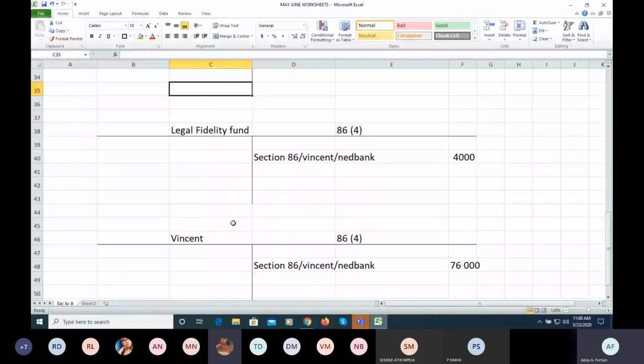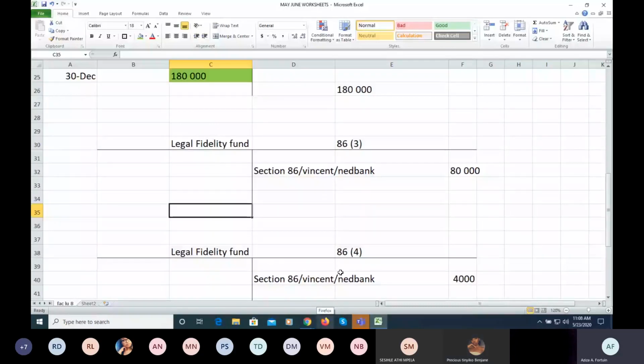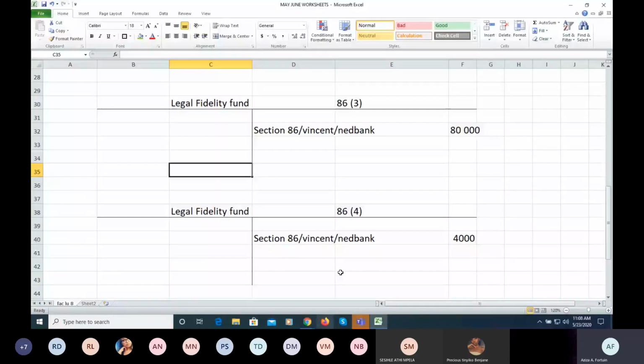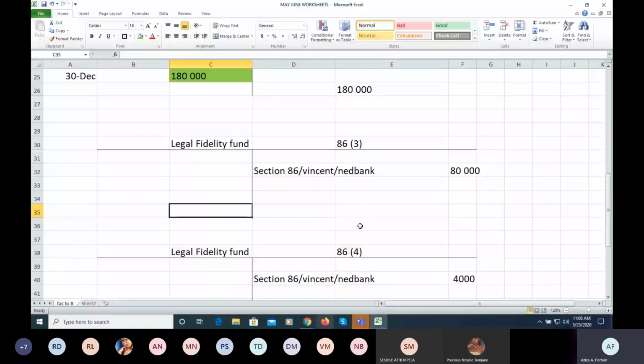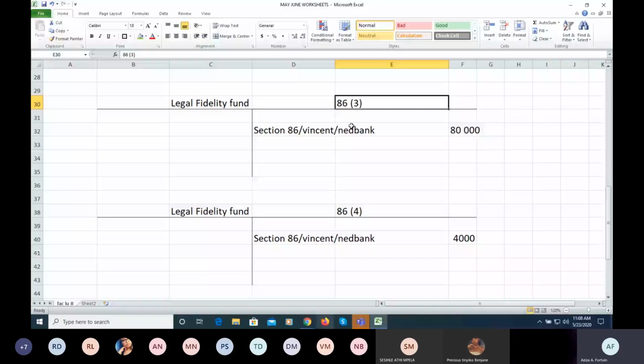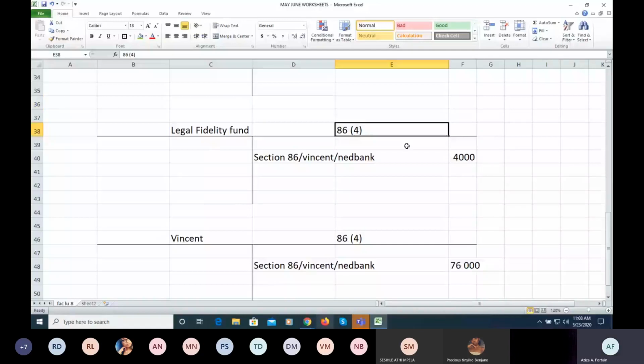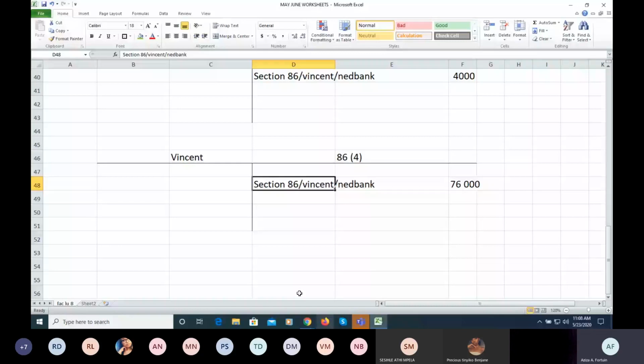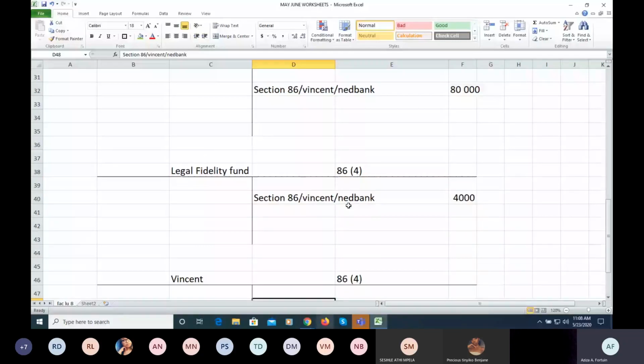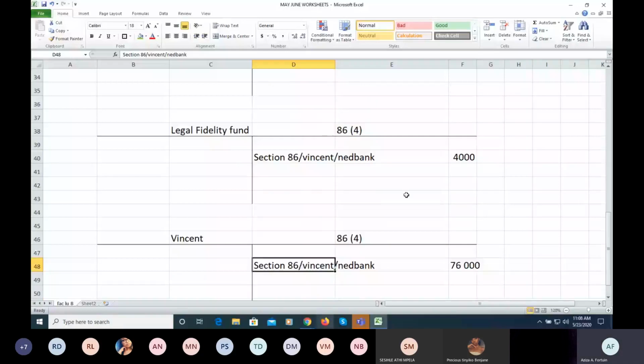Does it matter whether we write section 78 or section 86? Yes, it does matter, because they are accounted for differently. In 86.3, 100% of this money goes to the Legal Fidelity Fund. If it's 86.4, you can see I broke it up: 4,000 goes to the Legal Fidelity Fund and 76,000 goes to Vincent. So it does matter. For 78, if it was a 78(2)(a), then 100%, the whole 80,000, would have gone to Vincent. You understand?